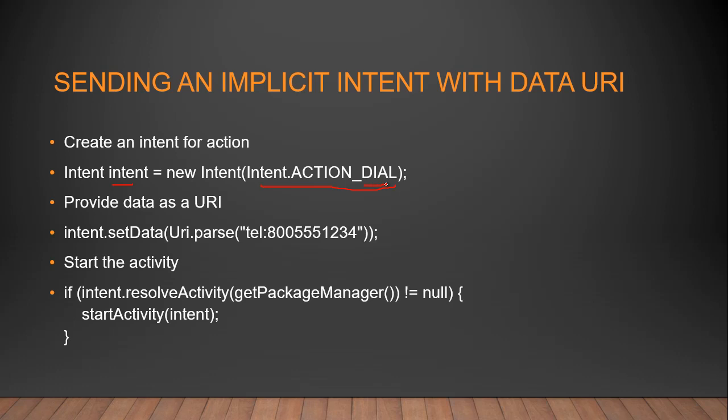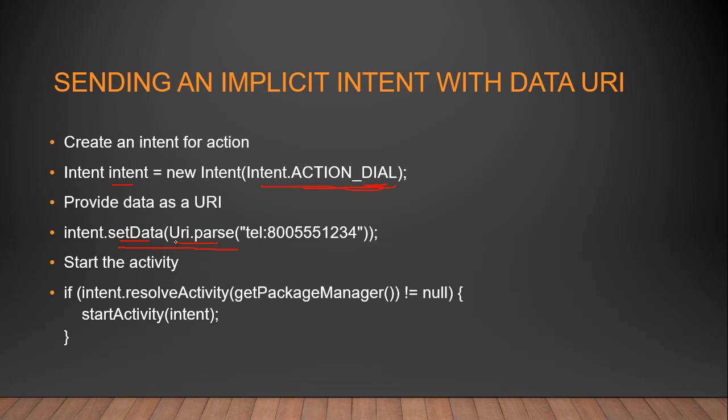If you want to send a message, you can set the action send. If you want to view something, you can also call the action view. And after you have set your action, then specify the data you want to deal with. As you see, my action is to dial a number. So we must pass the data by using the set data method, and it requires a URI data.